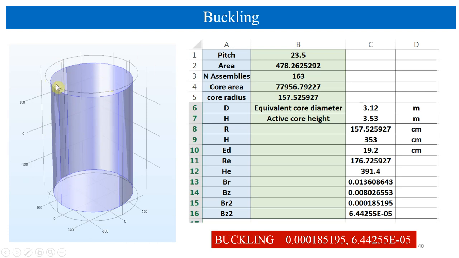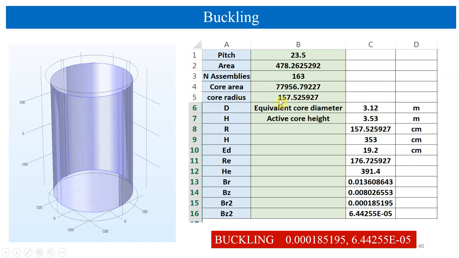If I consider the VVR 1000 as a big cylinder, I have axial buckling and radial buckling. If it is an ideal cylinder, the axial shape will be almost cosine, and the radial will be a Bessel function. If I consider the whole reactor like this, first I have to convert my VVR 1000 reactor into a cylinder. The fuel assembly pitch is 23.5, so I can find the area of one assembly, and if I multiply it by the total number of assemblies, I get the total area of the core.